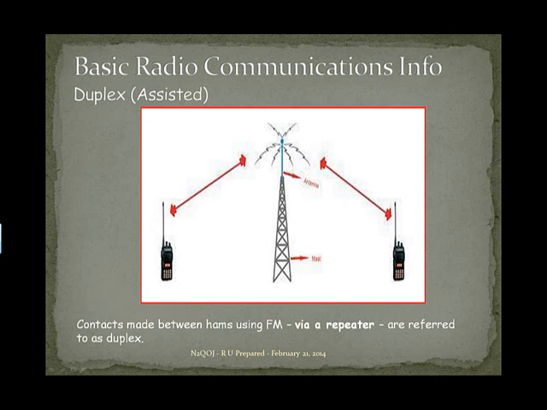In the case of duplex or assisted communications, two individuals are contacting each other, but they're going through an apparatus, typically a repeater. The formal definition here at the bottom reads, contacts made between hams using frequency modulation via a repeater are referred to as duplex, or we sometimes call it duplex operations.